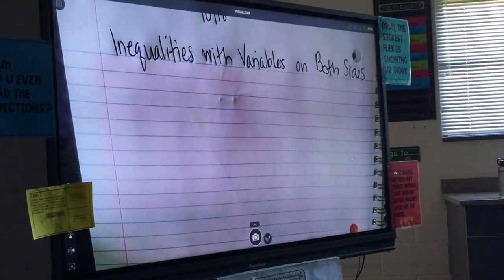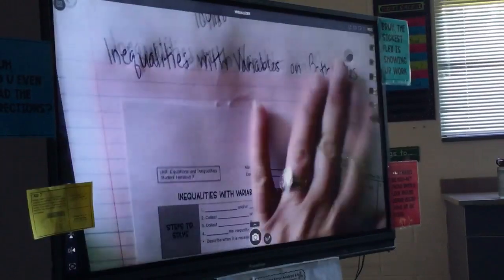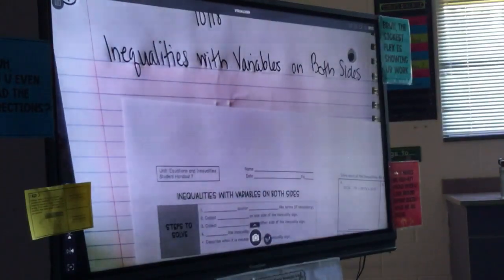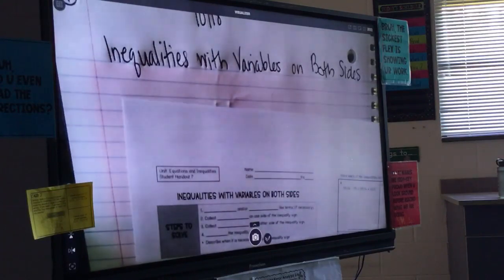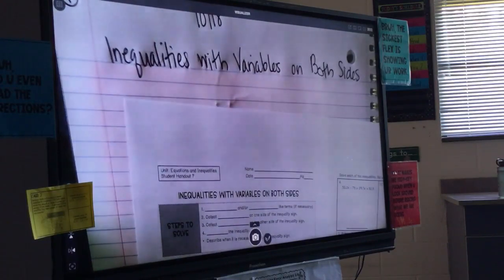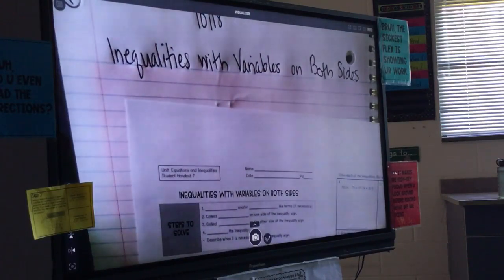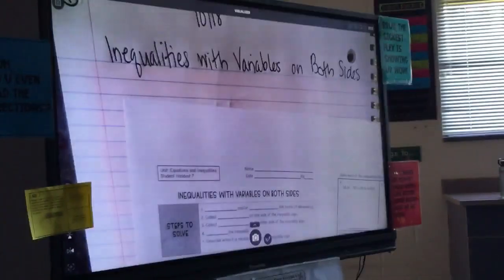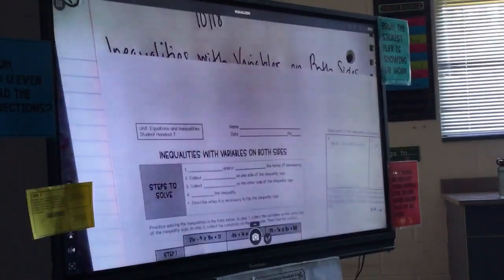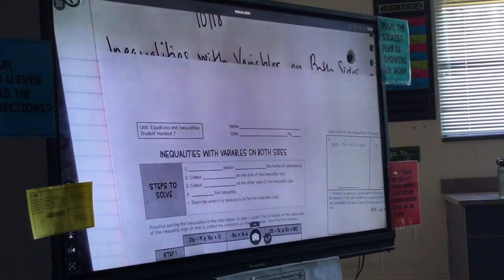All right, so we are going to be discussing inequalities. Inequality flows right in with equations because essentially you are doing the exact same thing, except the only difference is instead of an equal sign, you see a greater than, less than, greater than or equal to, less than or equal to sign. Everything else is exactly the same.